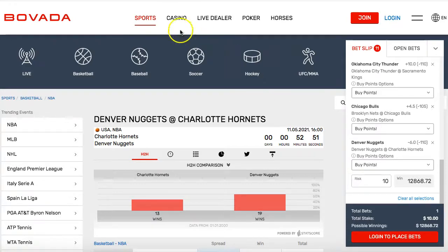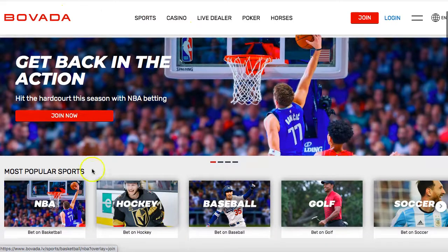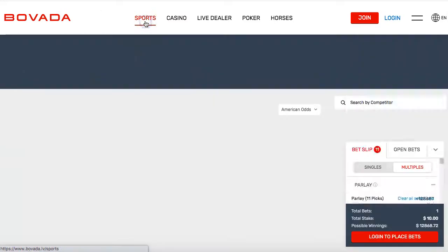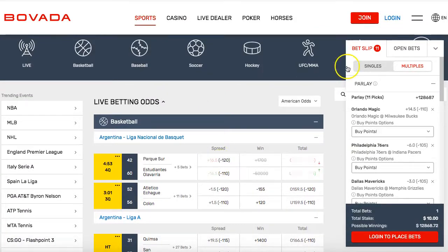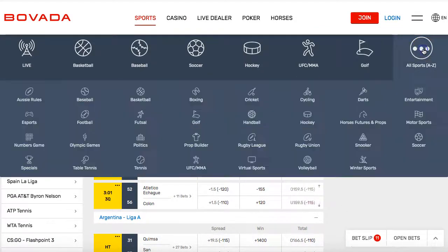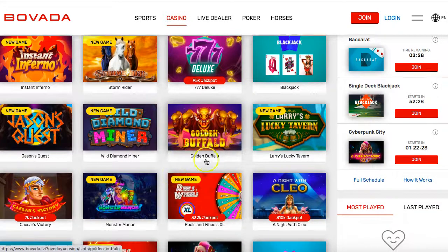And the thing I love about Bovada is all these different things you have. It's not just basketball, right? If I click on sports over here, you name it. They have all the sports, all sports A to Z over here. They have a casino, so when games aren't going on, I know some people like gambling, right? They like playing all these different games, so you can mess around with these games over here.